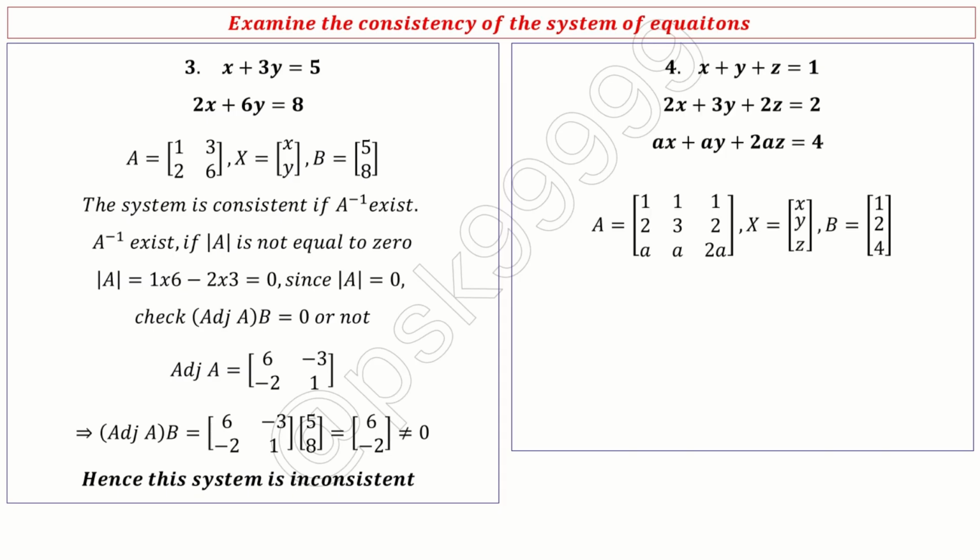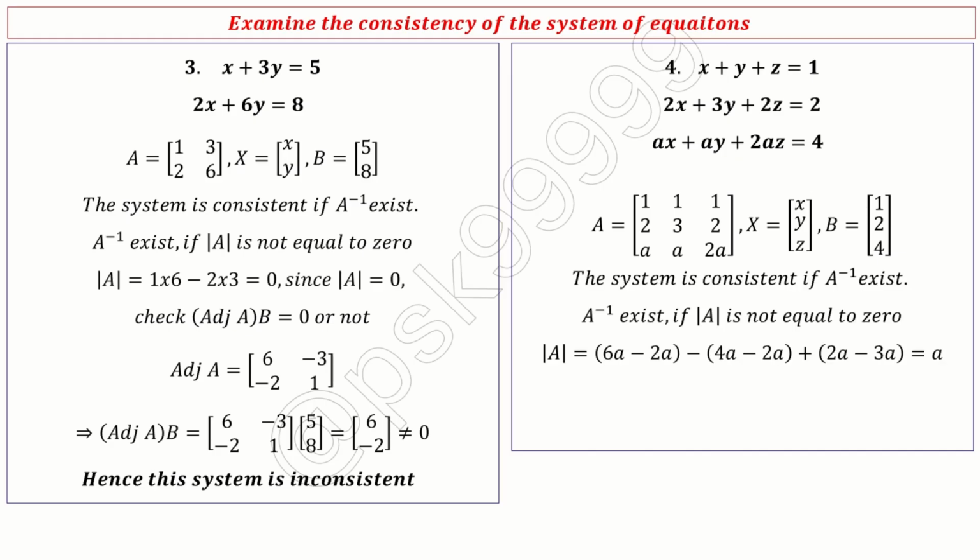This is a 3 by 3 matrix. You will do exactly the same way. You have the matrix A, then find out the determinant. Determinant is A. Now what is the meaning of this one? If A is equal to 0, still determinant is 0. We'll say it is inconsistent. If A is not equal to 0, this system is consistent. If A is equal to 0, you need to still go ahead and find out adjoint of A into B, correct? So it is consistent only if A is not equal to 0. Okay, next.